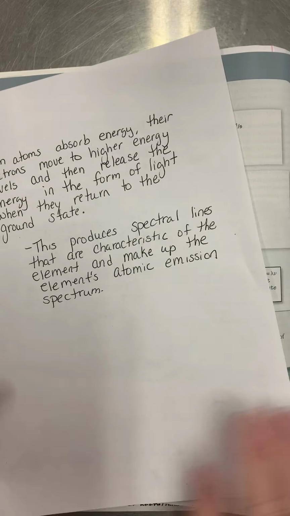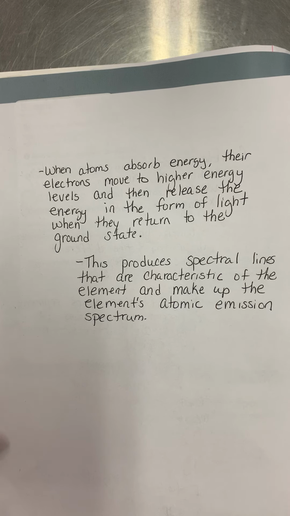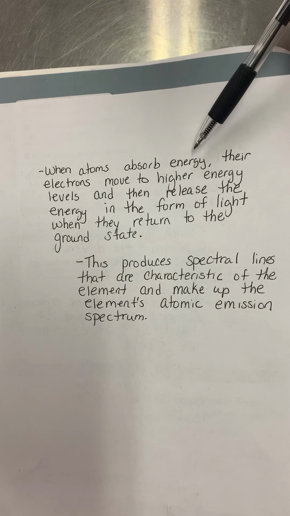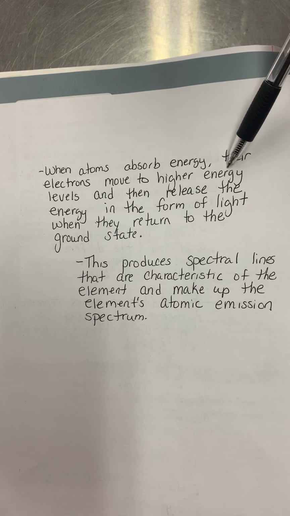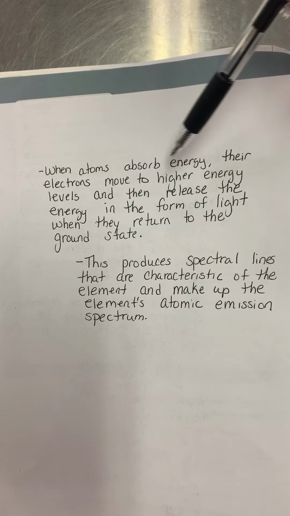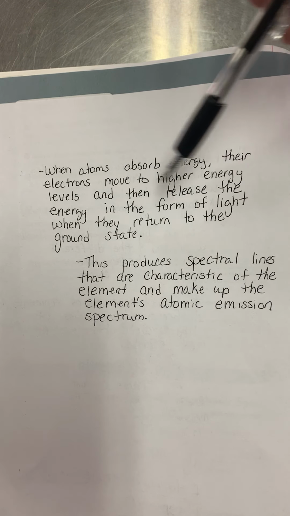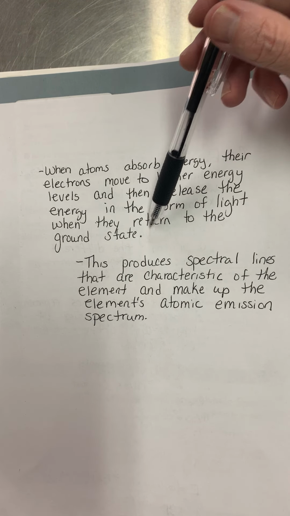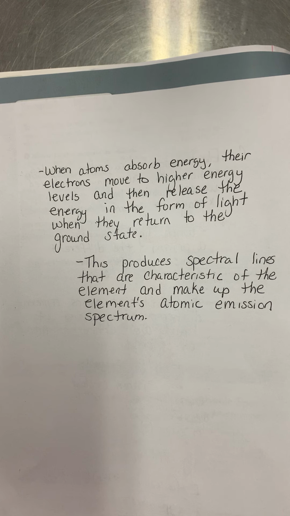On the back side here for the notes, going back to our discussion about what's happening inside the atom. When atoms absorb energy, the electrons move to a higher energy level and then release the energy in the form of light when they return to the ground state. So when you look at the atomic emission spectrum that I showed you earlier, that's what you're seeing.